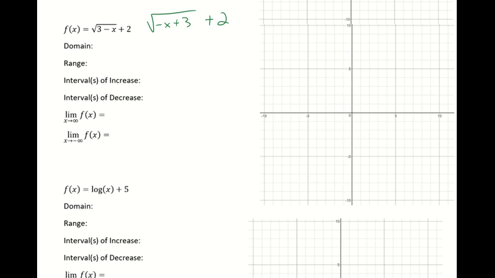Now, our square root function, we know looks like this. The plus 3 is going to send it to the left 3. The plus 2 is up 2. But then the negative with the x is going to reflect over our y-axis. Okay, so we're going to take this point 0, 0 and perform those transformations on it. So we go left 3.